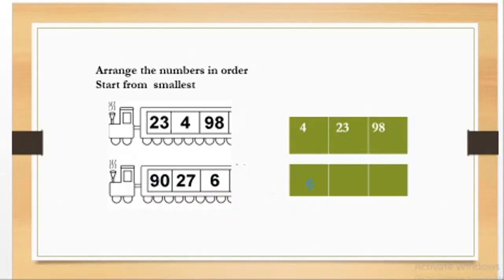Which is the next smallest number? 90 or 27? Is it 90? No, it's 27. Yes. So let's write 27. And now last but not the least, what is left over here? 90. So you are going to write down 90 last because it's the greatest value. So it comes at the end.